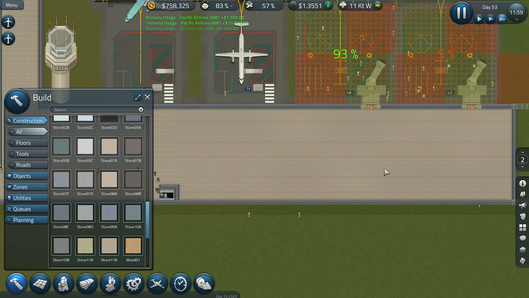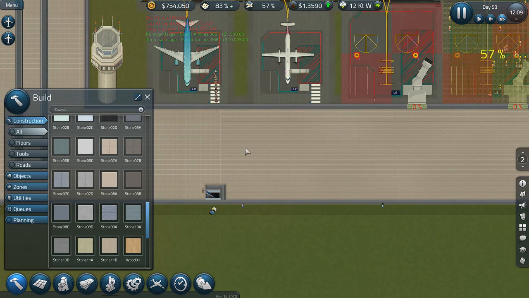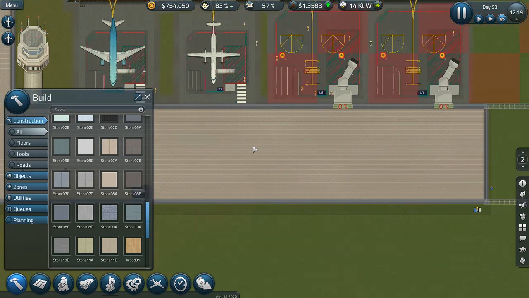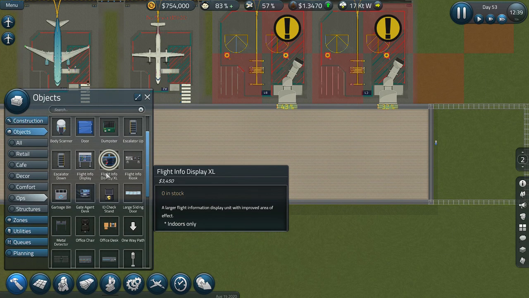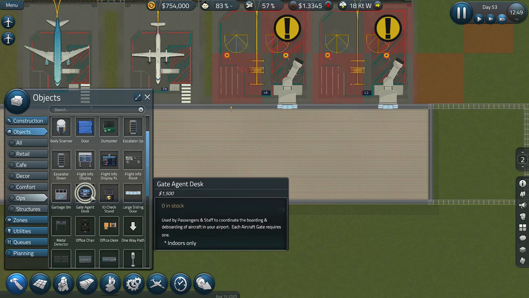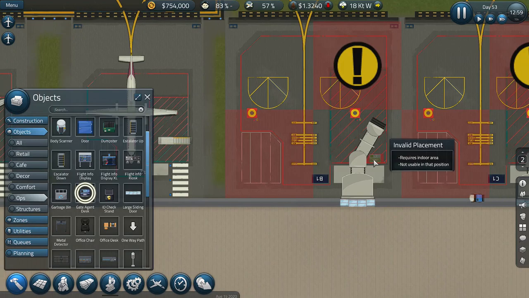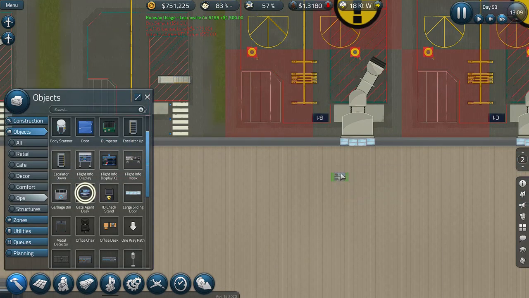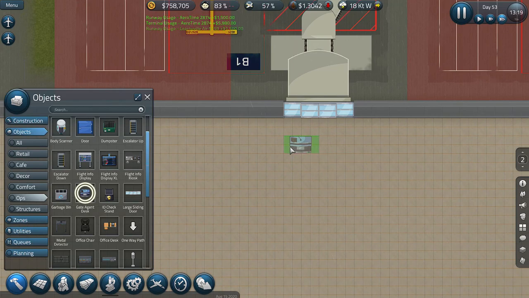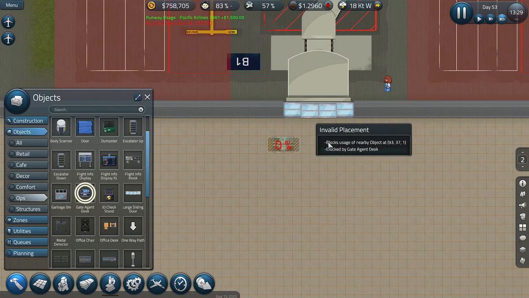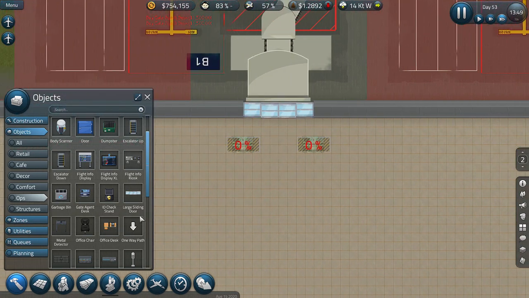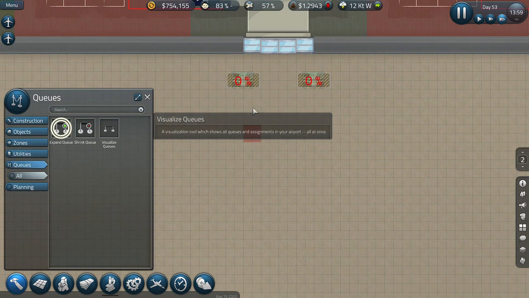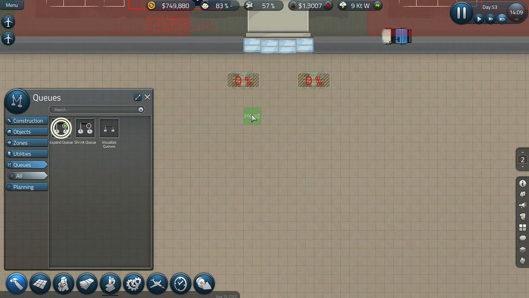All right. So, they got the flooring done, although I did realize that we put in the wrong flooring over here. It's okay. It will do. So, what we need to do now is we need to grab our gate agent desks. Now, each one of these stands needs two gate agents. So what I like to do is I like to put one off to one side and the other one off to the other side. And then we're going to need some queues. We're actually going to start those out there this time.